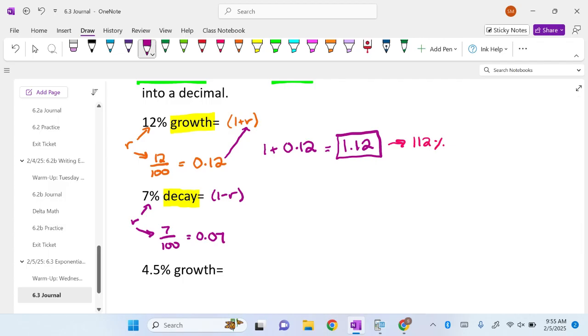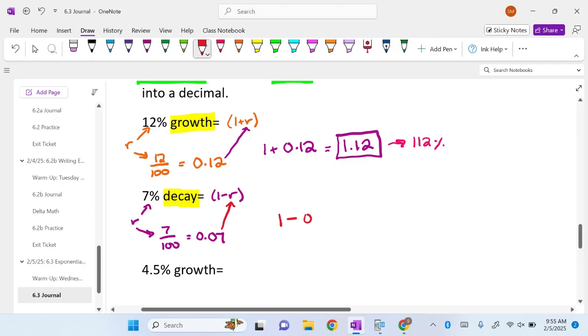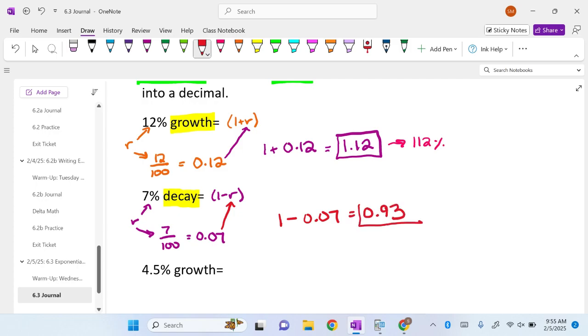Then you plug that in for R in the formula. So you have 1 minus 0.07. And you can put that in your calculator and you should get 0.93. So that is your decay factor. Now, what's 0.93 as a percent?